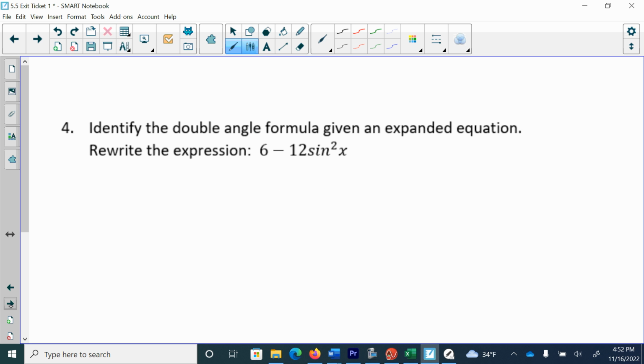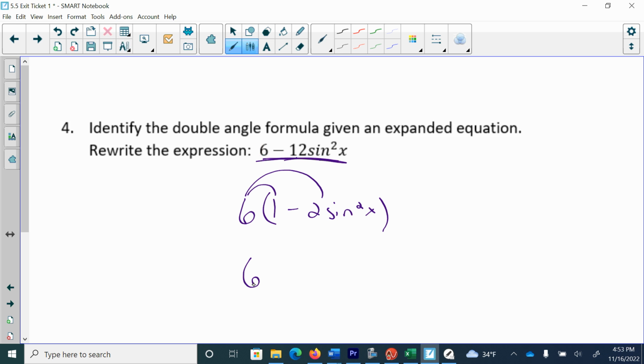Okay, moving on. Identify the double angle formula given by the expanded equation. So they're telling you that this is a double angle. So I go to my double angle formulas and I start looking at it. The only ones that have a minus are the cosines. And the only one that starts with the number 1 minus sine squared is that 1 minus 2 sine squared. That's my double angle. And I ask myself, what do I have to do to this to get 6 minus 12 sine x squared? Well, I have to multiply that by 6, because the 6 times 1 will give me the 6, and the 6 times that 2 will give me the 12. Okay, so I decided that's the one I want to use.